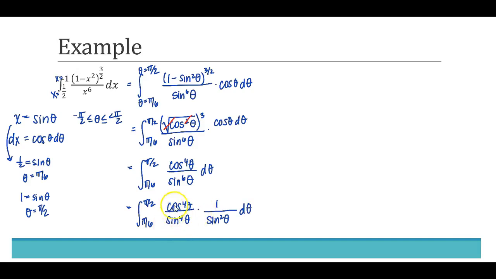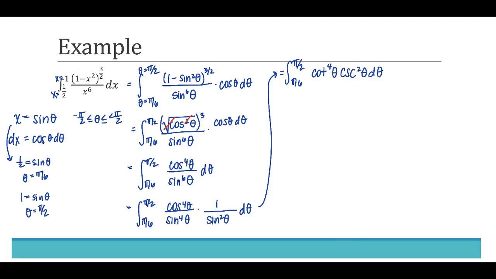So what I can now do is write this cosine over sine as cotangent to the 4th power. So I'm bringing this up here. So I'm going from pi over 6 to pi over 2 of cotangent to the 4th theta, and then 1 over sine squared is cosecant squared theta d theta. And this is able to be solved by doing a traditional u substitution, because if I let u be cotangent, the derivative of cotangent is negative cosecant squared. So I'm only off by a negative.